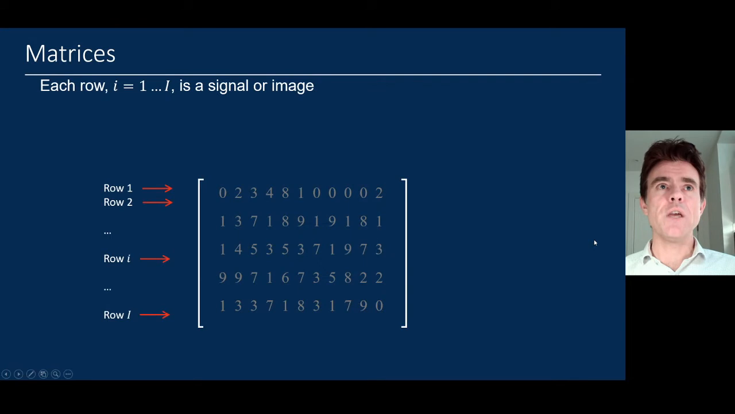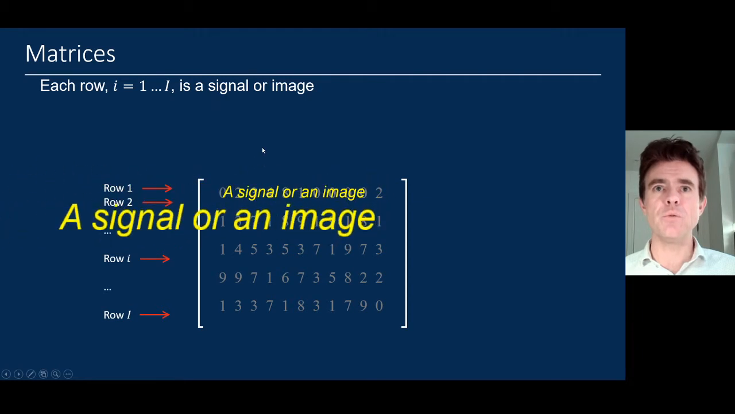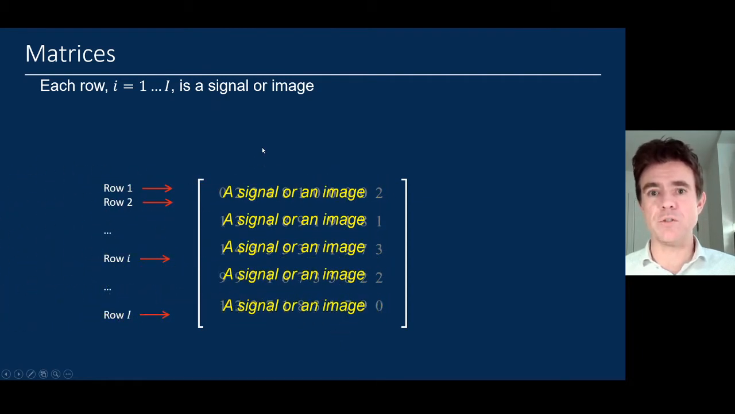So if we do that, then a matrix, in general, will have a number of rows. So here I'm showing row 1, row 2, a general row i, all the way up to row capital I. So I'm saying there are capital I rows in this matrix. I'm just giving an arbitrary example here. And for each row, we have, as seen before, a signal or an image, because it's just a vector. It's just a list of numbers. And we can use a list of numbers to represent an arbitrary signal or an image, whatever it is that we're interested in, such as a sampled function.